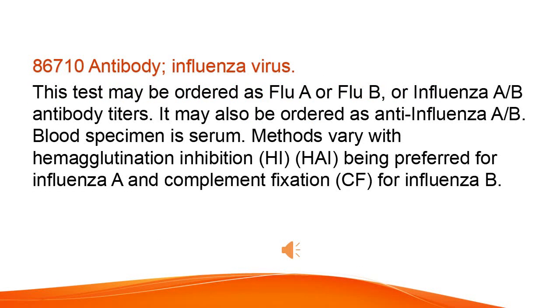Antibody, influenza virus. This test may be ordered as flu A or flu B, or influenza A/B antibody titers. It may also be ordered as anti-influenza A/B. Blood specimen is serum. Methods vary with hemagglutination inhibition, HAI, being preferred for influenza A and complement fixation, CF, for influenza B.